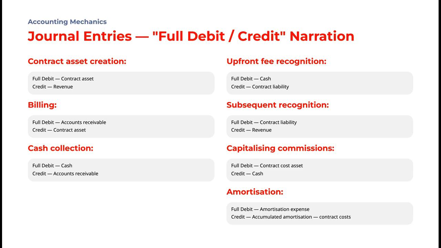Billing: debit accounts receivable; credit contract asset. Cash collection: debit cash; credit accounts receivable. Upfront fee recognition: debit cash; credit contract liability. Subsequent recognition: debit contract liability; credit revenue. Capitalizing commissions: debit contract cost asset; credit cash. Amortization: debit amortization expense; credit accumulated amortization, contract costs.